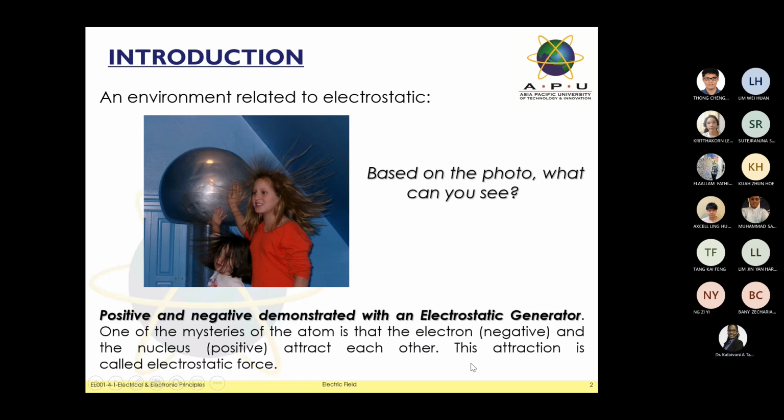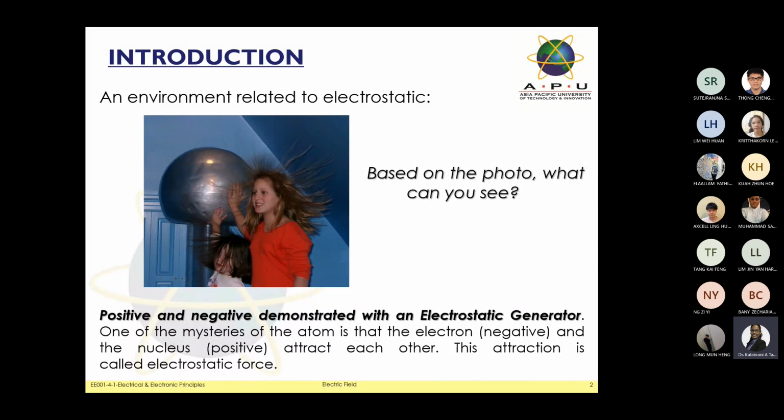Okay, so you may have a look at this image first. This image shows one small girl and one slightly taller girl. When they touch the zinc, what happened to their hair? Based on the photos, you can see the hair spiking up, right? And why does it happen? One of the things we call electrostatics. The terms related to the field are based on electrostatics.